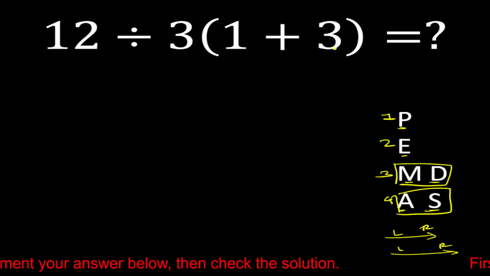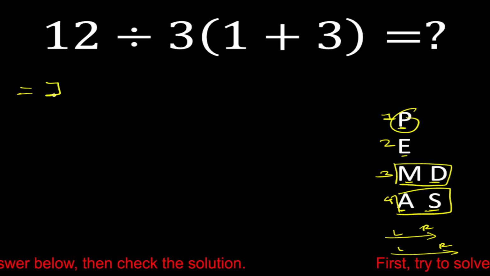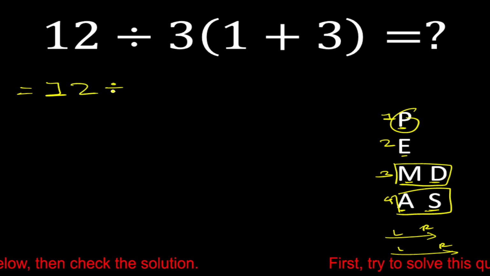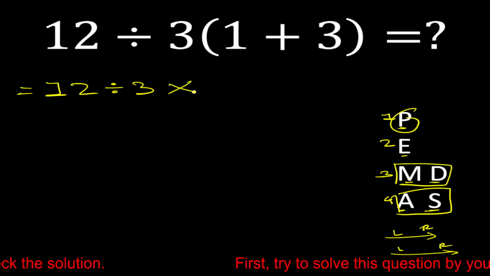So in this question, first priority is parentheses. So 12 divided by 3. Now solve this parenthesis: 1 plus 3 is equal to 4. Multiply 4.